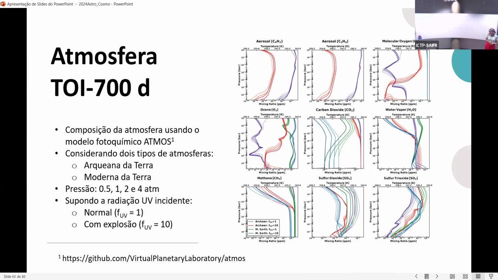We do not have any flares detected, so we do not know. But let's say a flare will increase the amount of ultraviolet by 10-fold. So normal will be clear. And this is what the different pressures look like; this is Archean, and this is modern Earth. And what we can already see here is that the Archean has more aerosols than modern Earth.